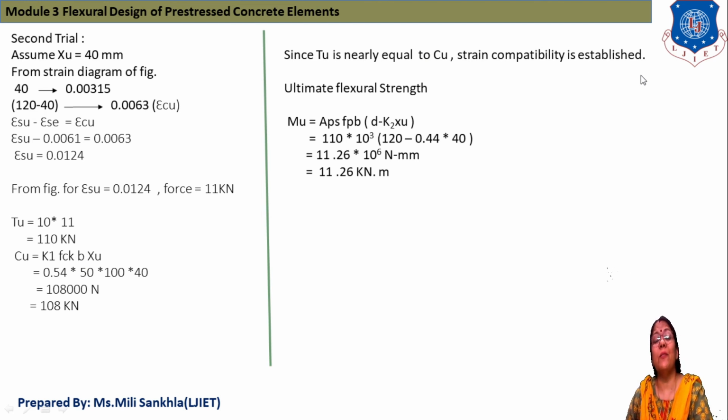Strain compatibility means balance. Ultimate flexure strength Mu is equal to APS FPB into D minus K2 XU. APS FPB is equal to 110 times 10 raised to cube, 120 minus K2 factor 0.44 times XU equal to 40, and my ultimate flexure strength is 11.26 kilonewton meter. Here our example is complete. Just now we stop here. In the next session we solve another example.